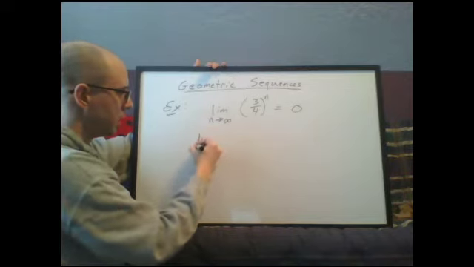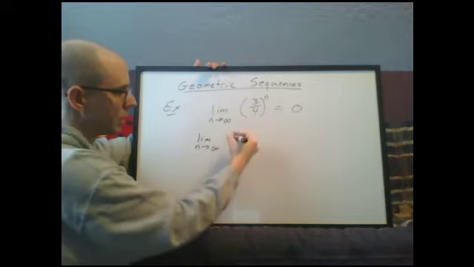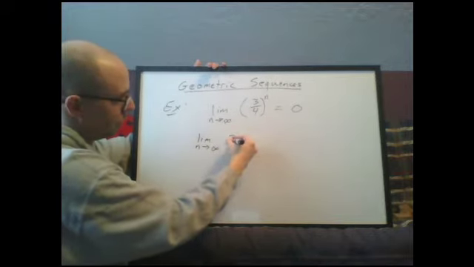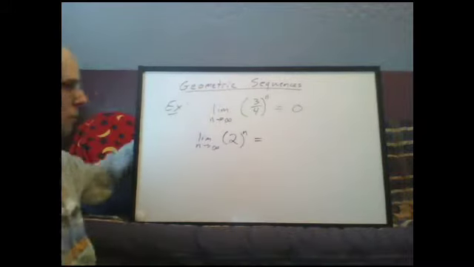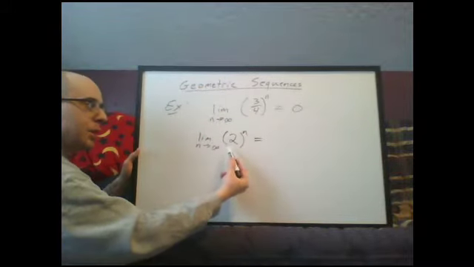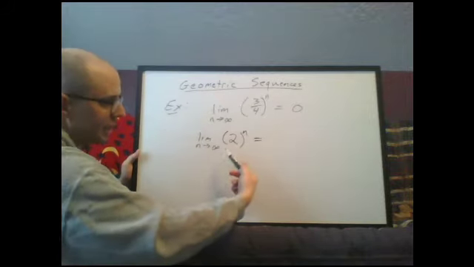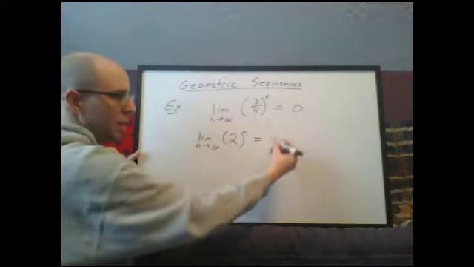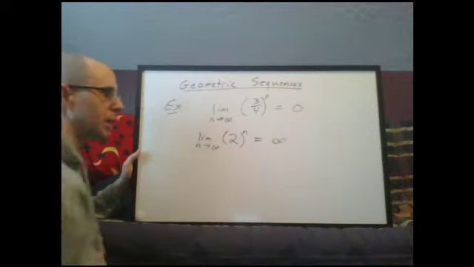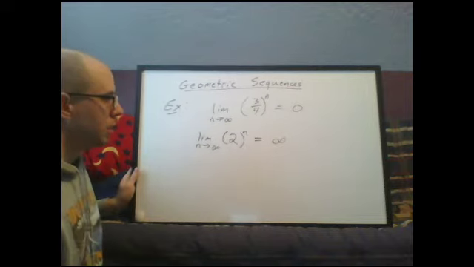On the other hand, if it's a large fraction, well, let's just do 2. Don't have to use a fraction. The limit of 2^n: the more times I multiply by 2, the more your terms double. So each time you increase n, your sequence term is doubling. So this is going to grow to infinity as n grows to infinity. Okay.